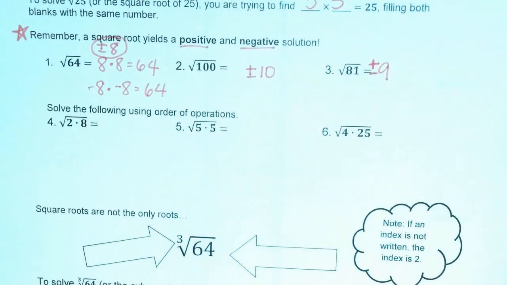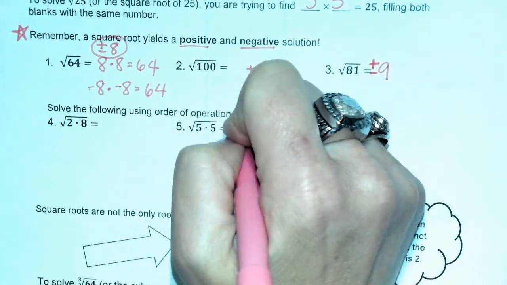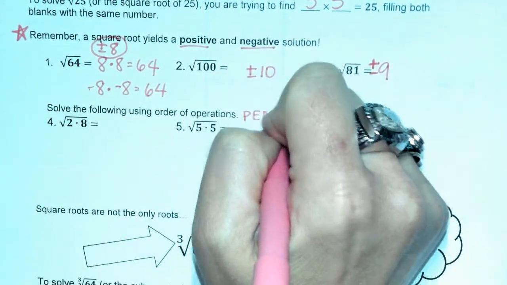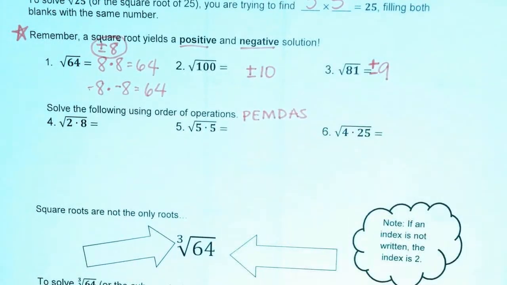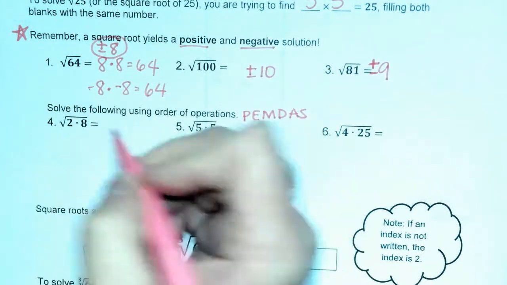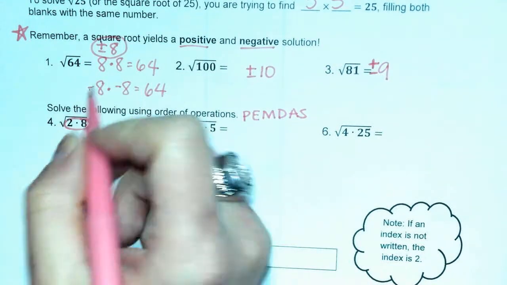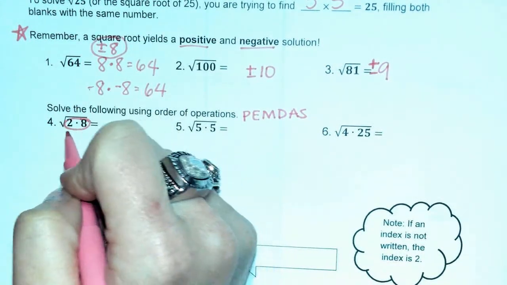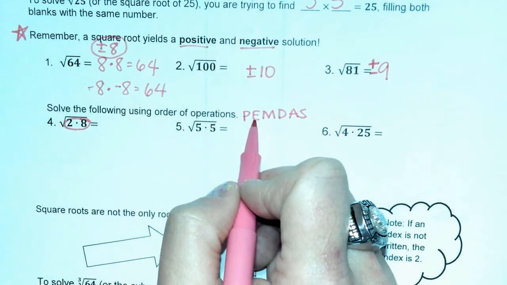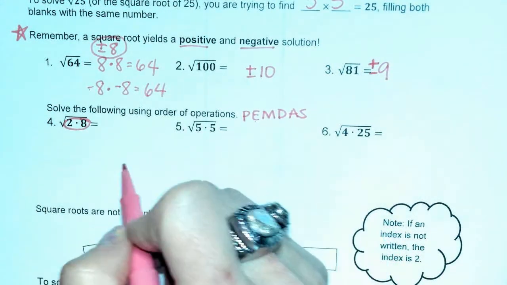Okay, so now look here. We're going to solve the following using the order of operations. So that is PEMDAS, my friends. So 2 times 8. You do what's inside the parentheses first. So, I mean not in the parentheses. You multiply first because there's no parentheses, there's no exponents. This is not an exponent, it's a square root. It's the inverse of an exponent.